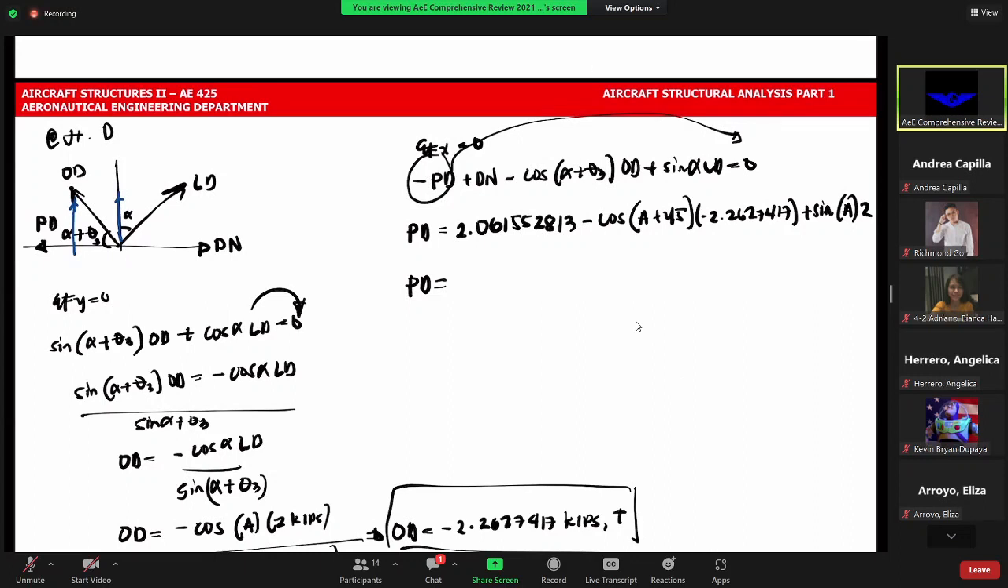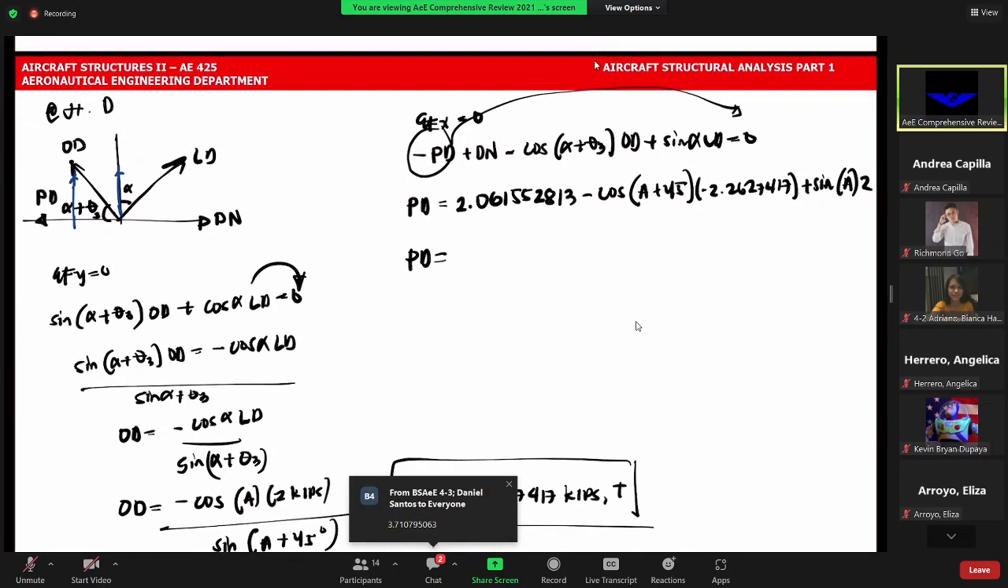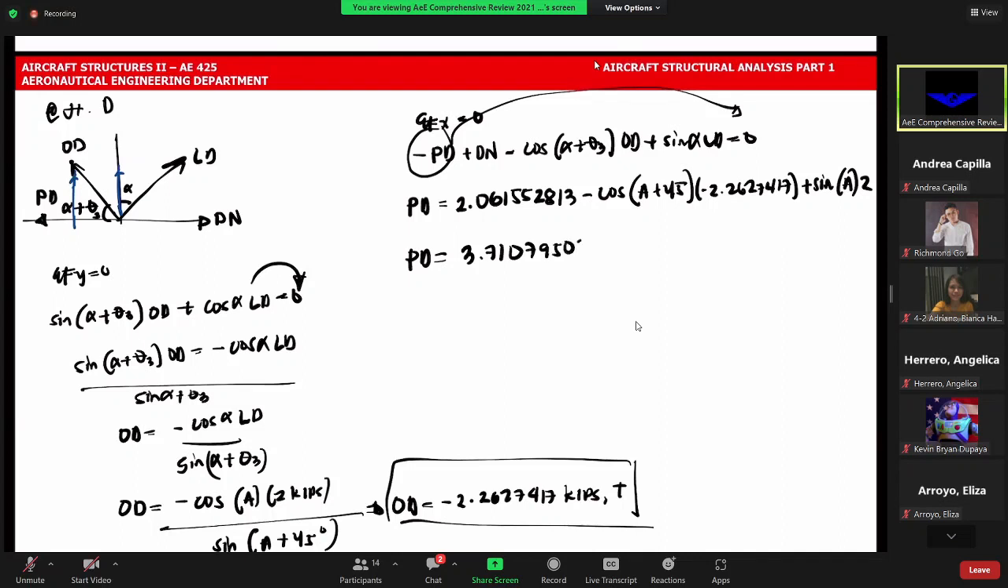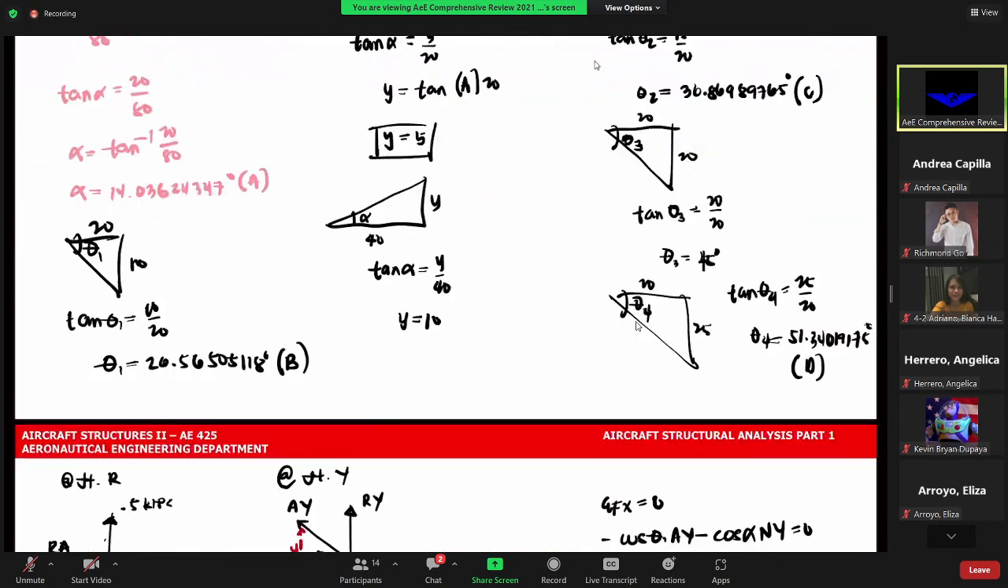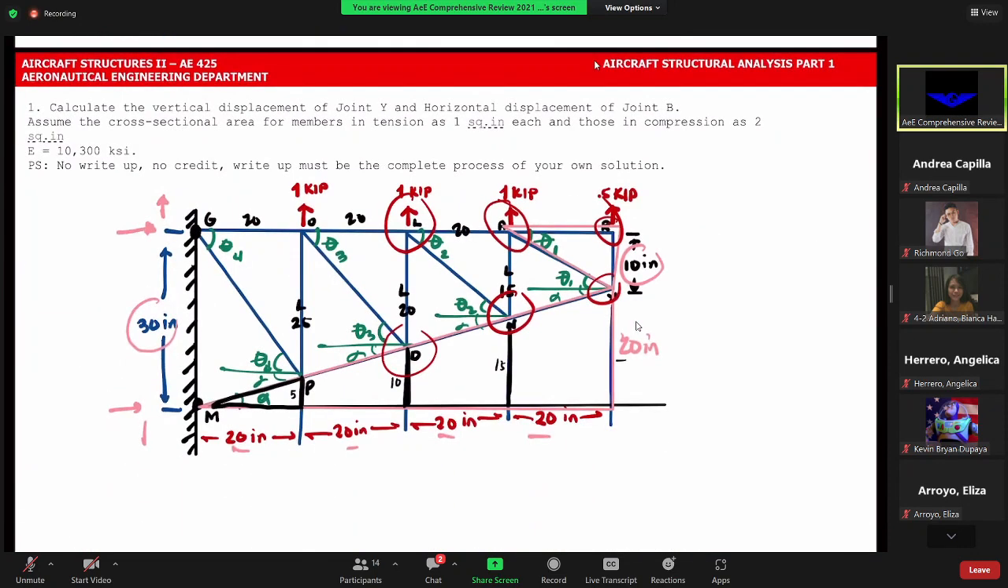Okay. So meron tayong, okay, so same na 3.7107 95063 kips tension. Okay? So OD, PD, check natin yung ating diagram. So pwede tayong mag joint O. Okay?